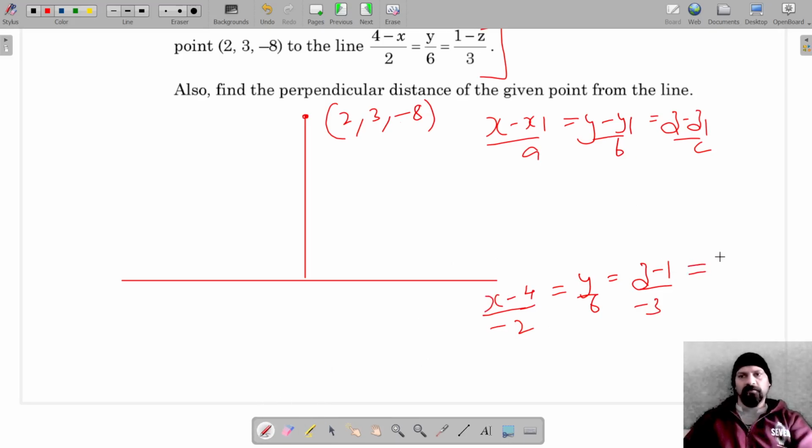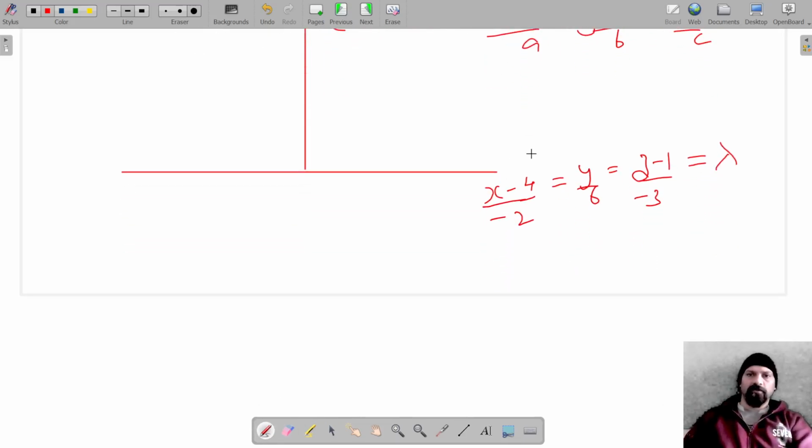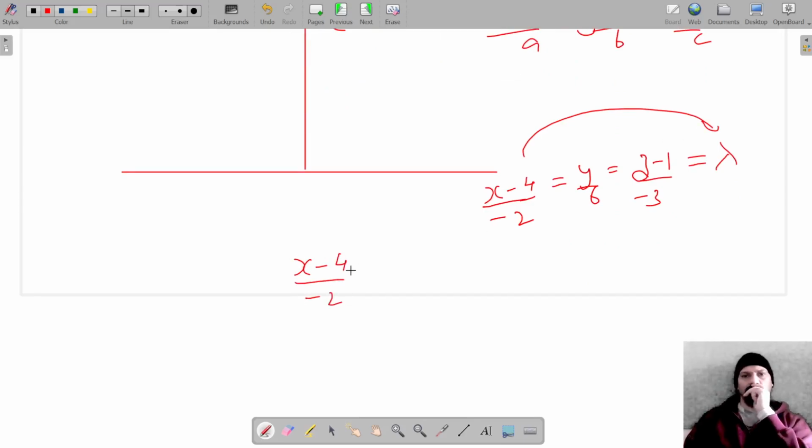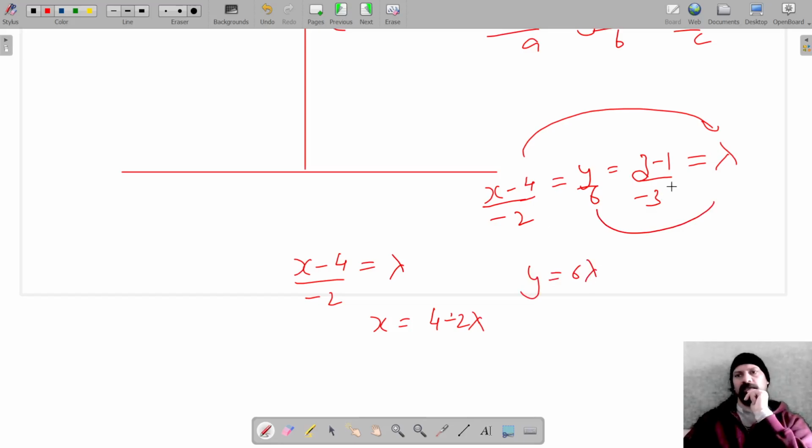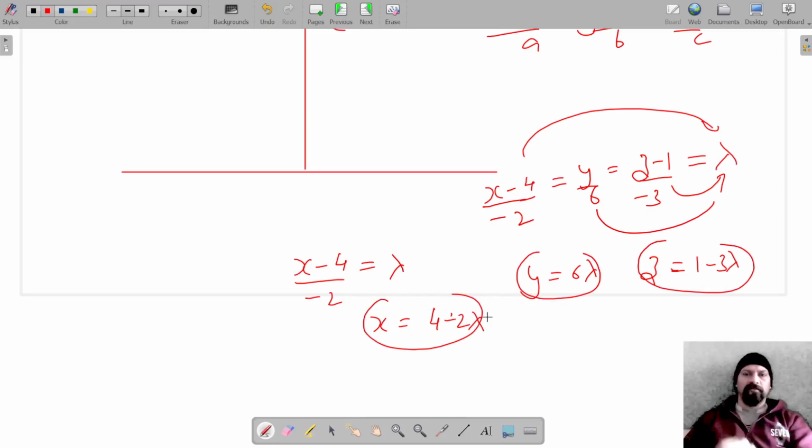Now let's say this is equal to lambda. So let's equate all of these to lambda and get the values of x, y, and z. So x minus 4 by -2 is equal to lambda gives x is equal to 4 minus 2 lambda. Similarly, if I equate this to lambda, it gives me y is equal to 6 lambda. And if I equate this to lambda, it gives me z is equal to 1 minus 3 lambda. So we have the values of x, y, and z. For some value of lambda, this would be the coordinates of the foot of the perpendicular.